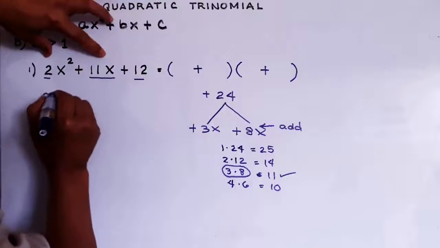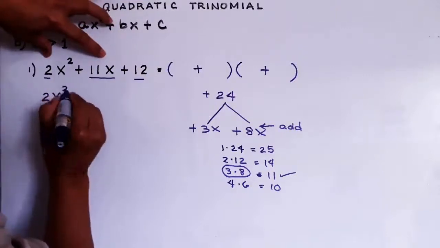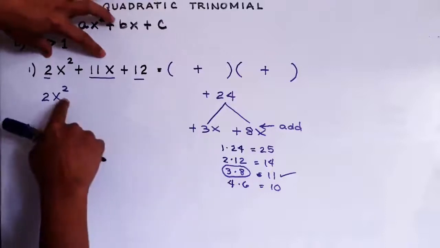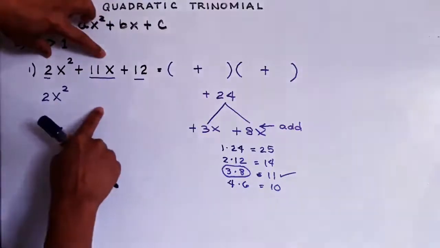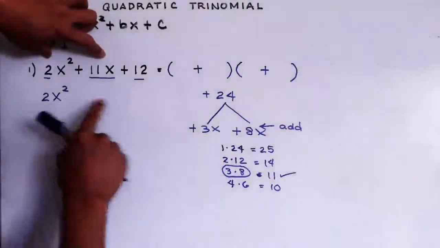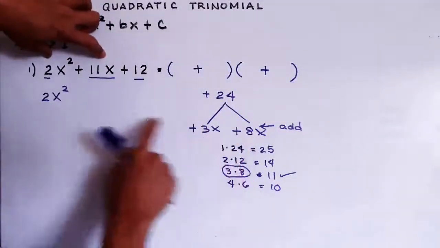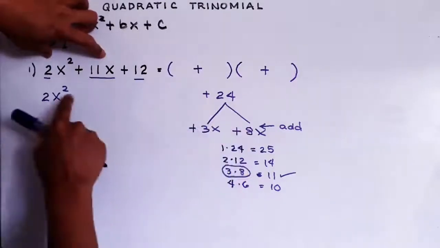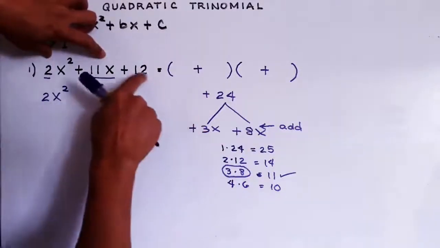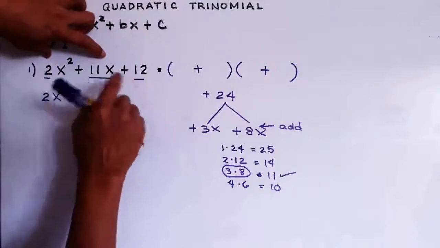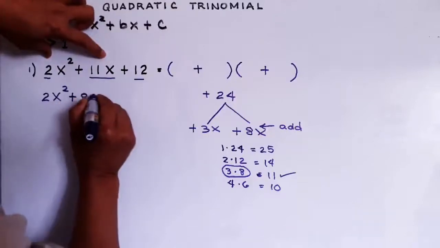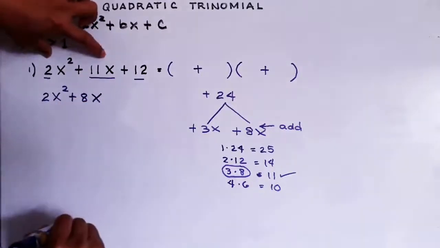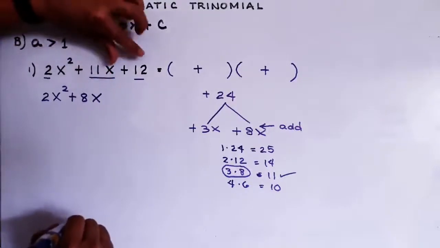Now we have 2x squared. So what do you want to place with the 2x squared? Something so that these two will have a common monomial factor. Okay. Use the 8x because the 2 and the 8 have a common factor of 2. So we put the 8x here and the other one will go to the 12 here. So we have plus 8x. We are going to put here the plus 8x.